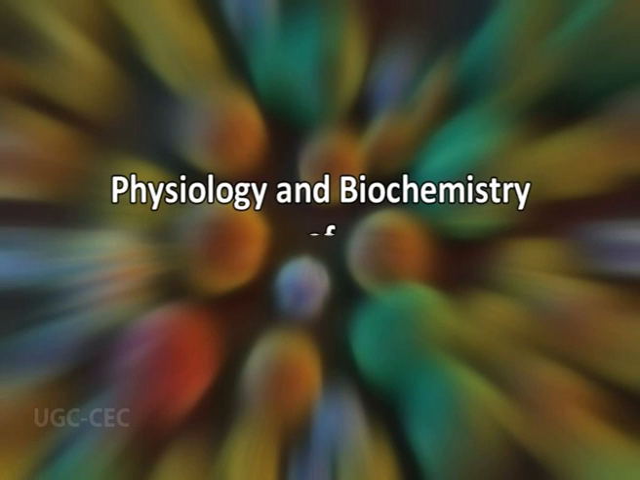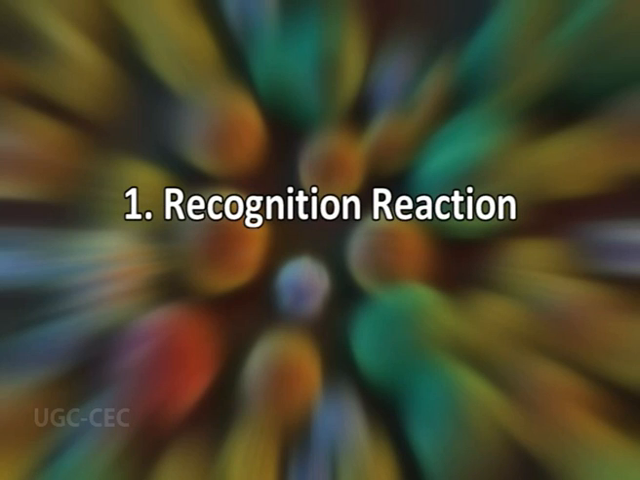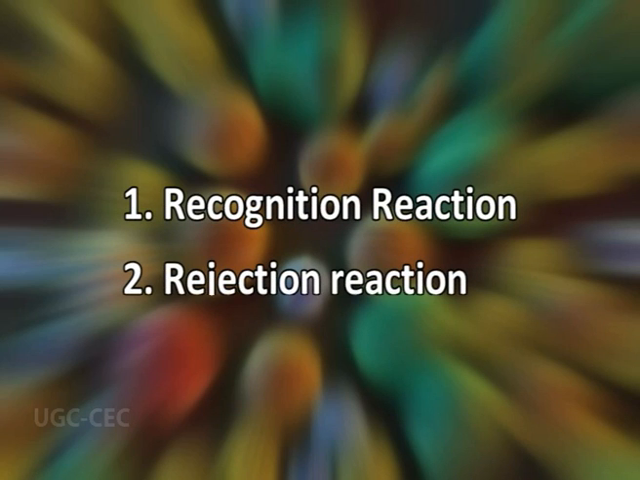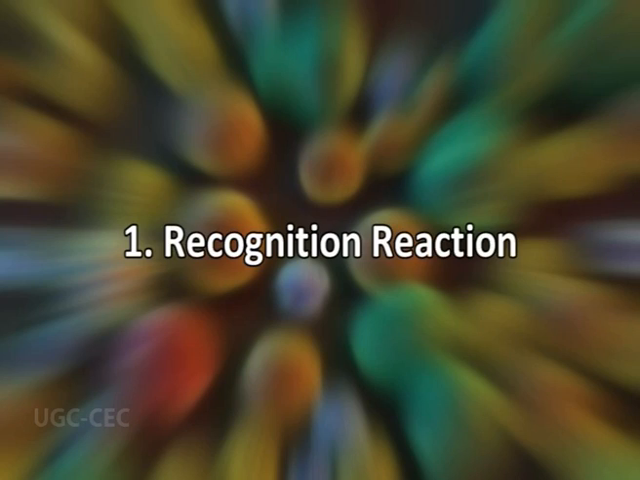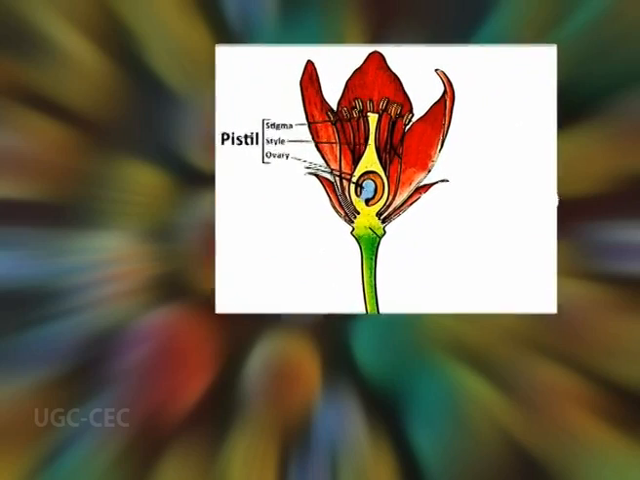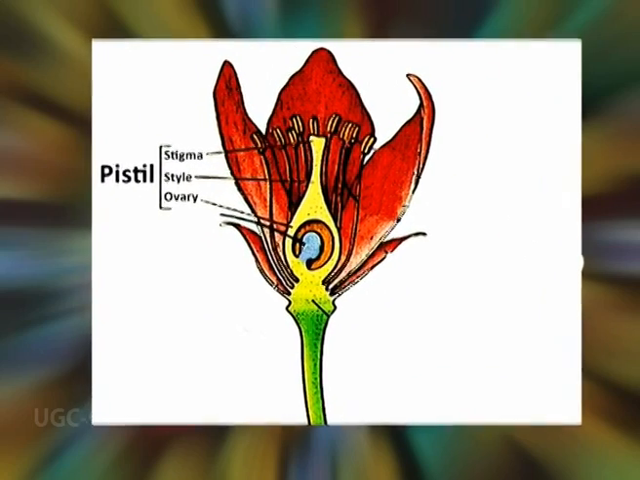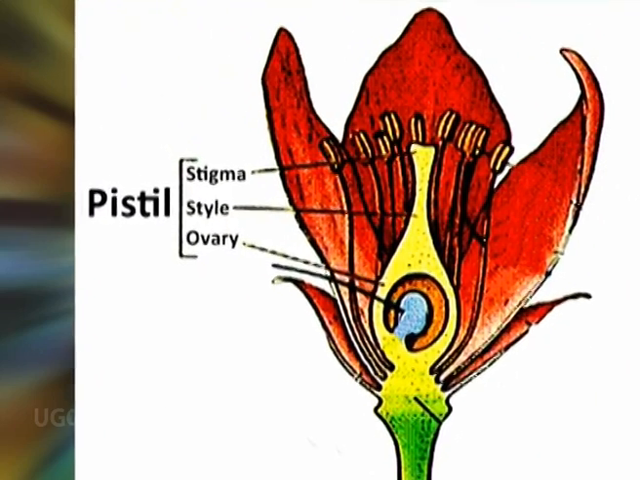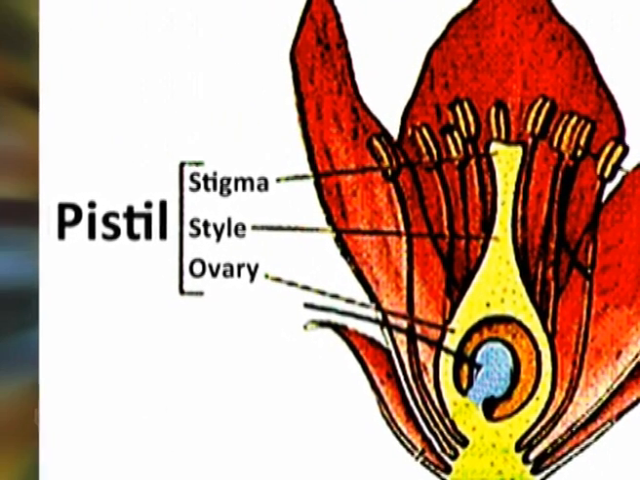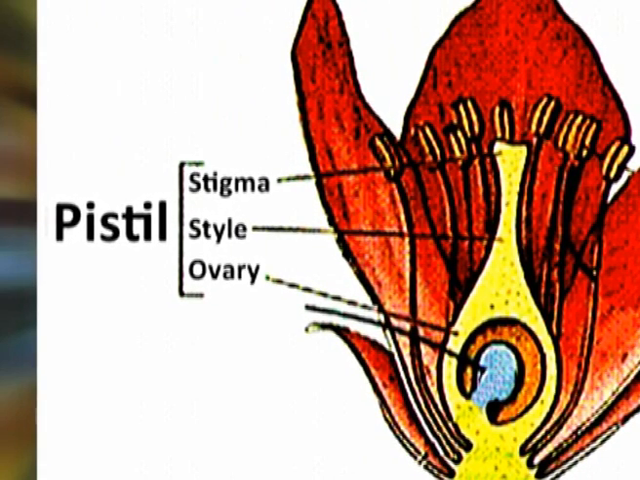Now, physiology and biochemistry of incompatibility. Two reactions have been observed in the incompatibility process. Number one, a recognition reaction, and number two, a rejection reaction. Now, we will discuss them one by one. Recognition reaction. It is the pistil of the flower that has to decide whether a particular pollen grain is to be accepted or rejected.